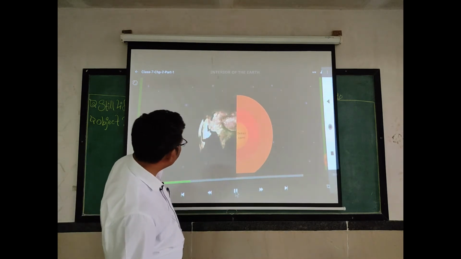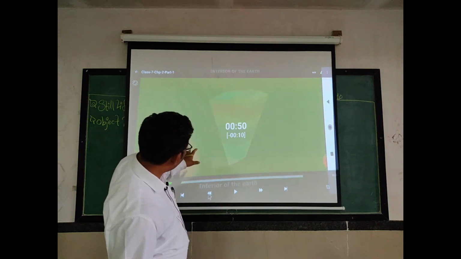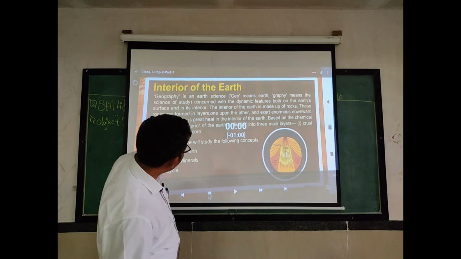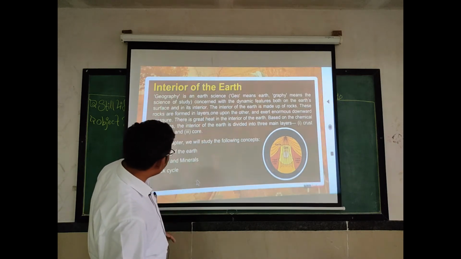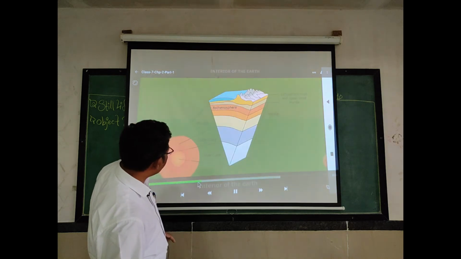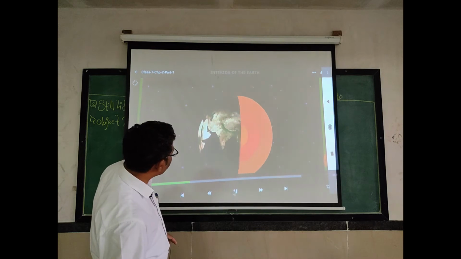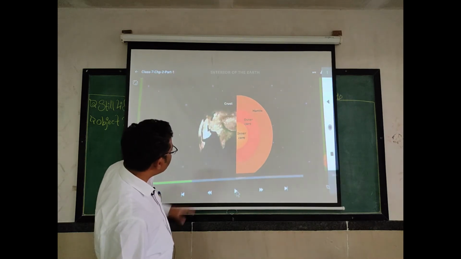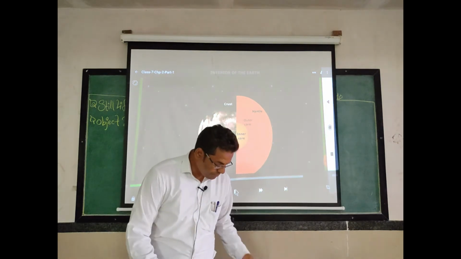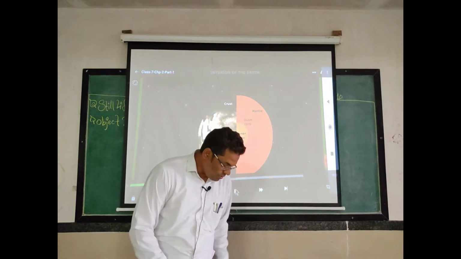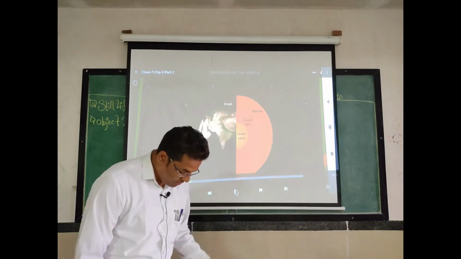You see, up to 2,000, after the crust there comes the mantle. Okay, so mantle is the second part, that extends up to 2,900 kilometers in the interior of the earth. Then comes the core, the inner core, that is the innermost part of the earth.